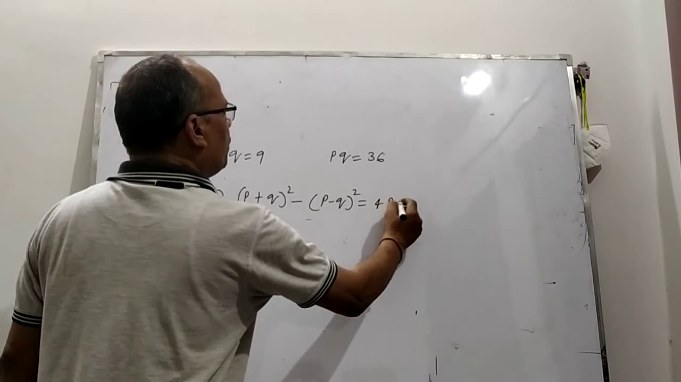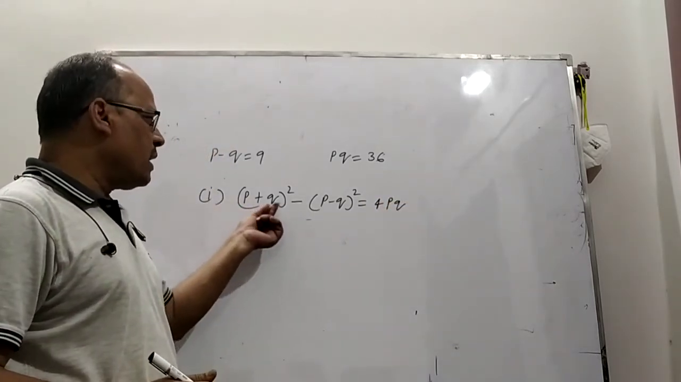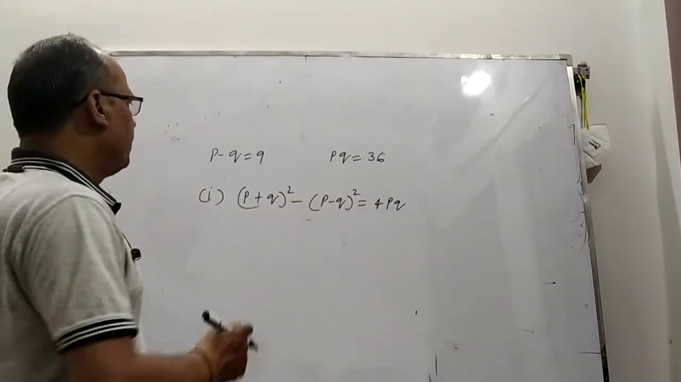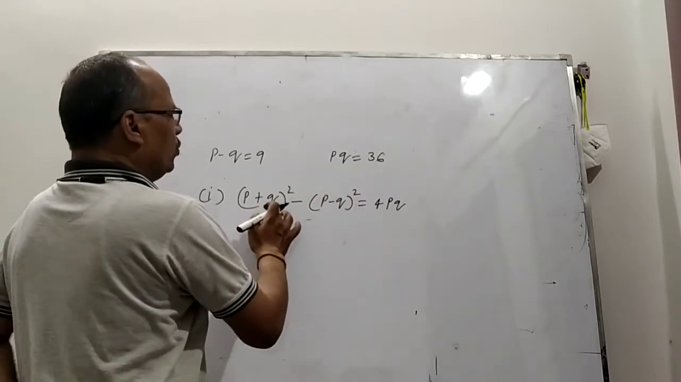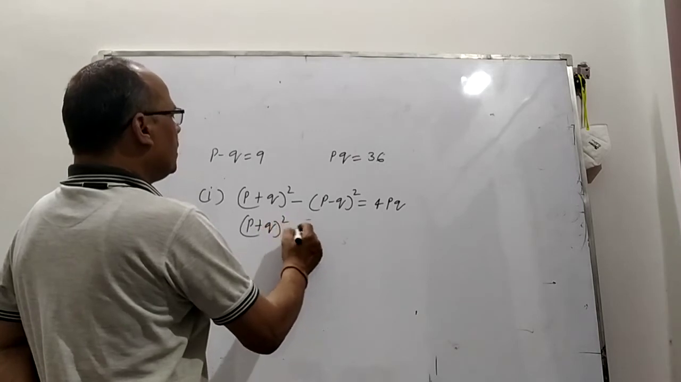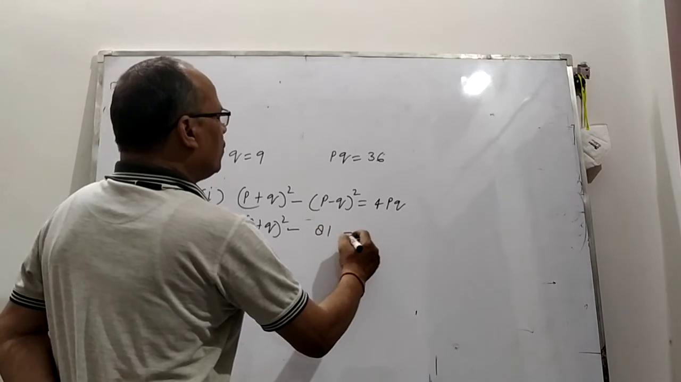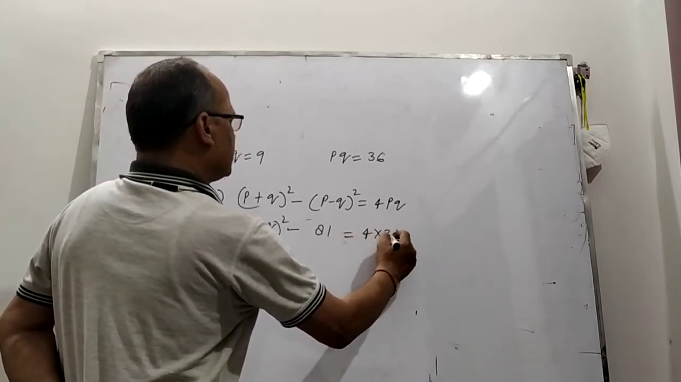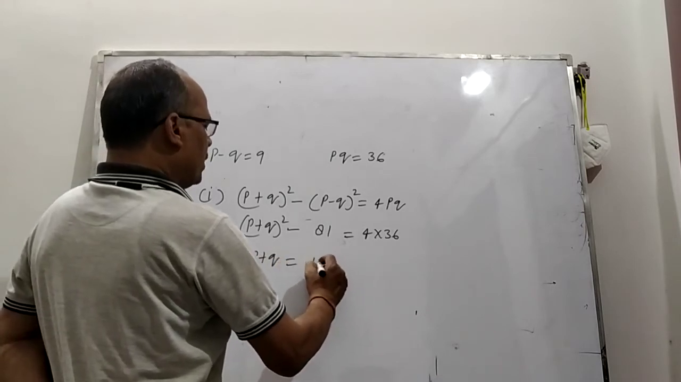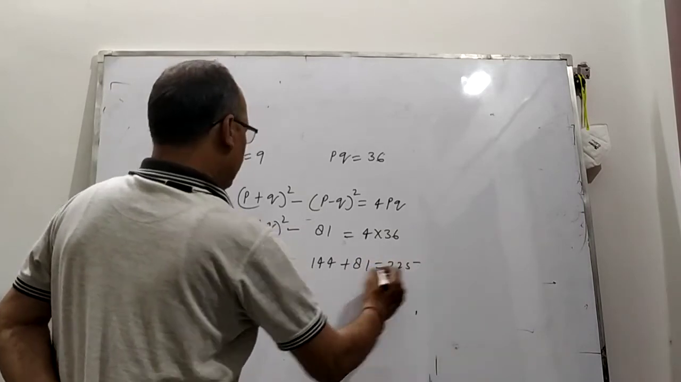This is a very important formula. A plus B whole square minus A minus B whole square equal to 4AB. So P plus Q, you will find the value of P plus Q. So P plus Q whole square, or this will be P minus Q, that square will be 81, equal to 4 into 36. So P plus Q whole square equal to 144 plus 81 equal to 225.